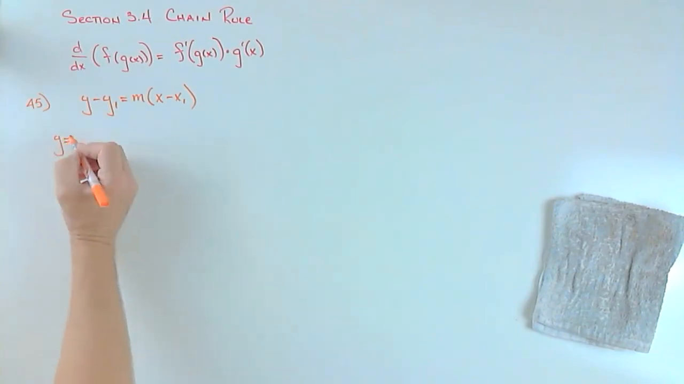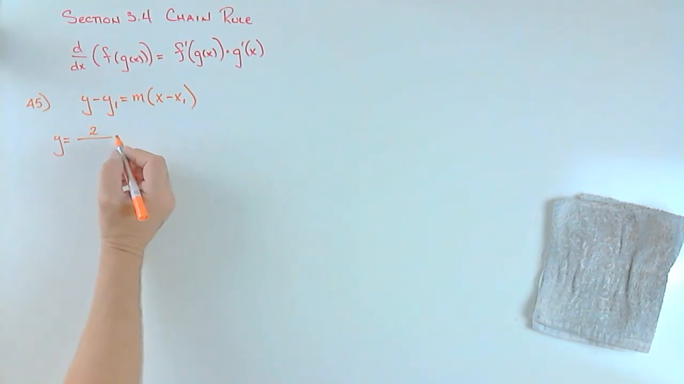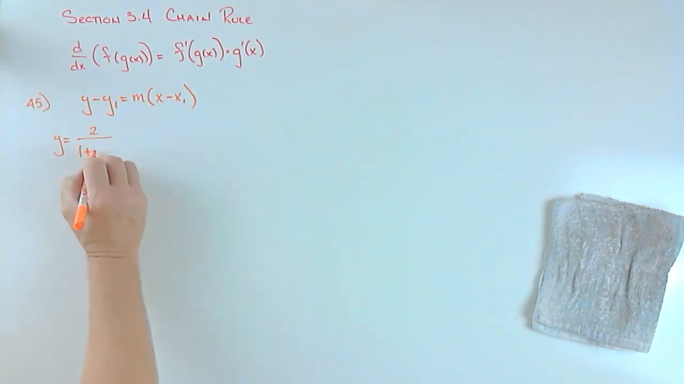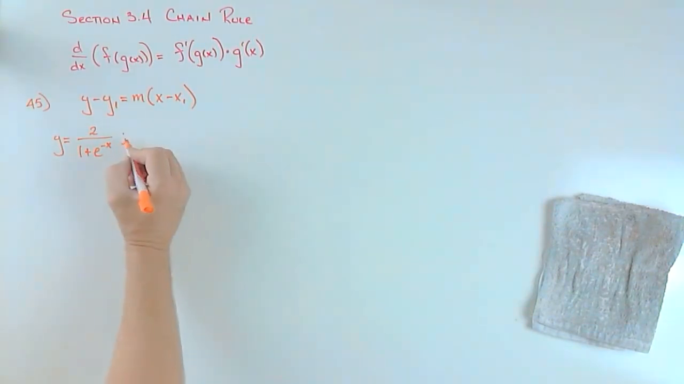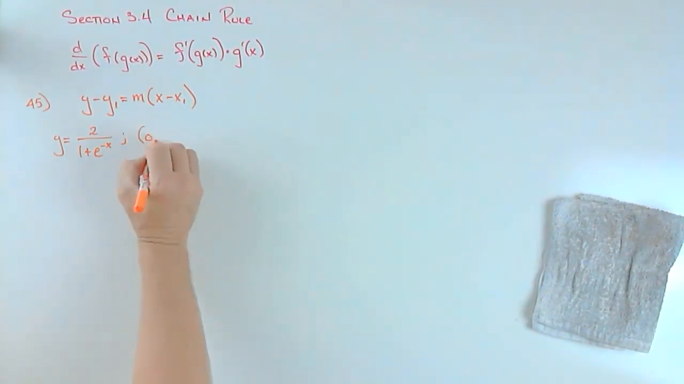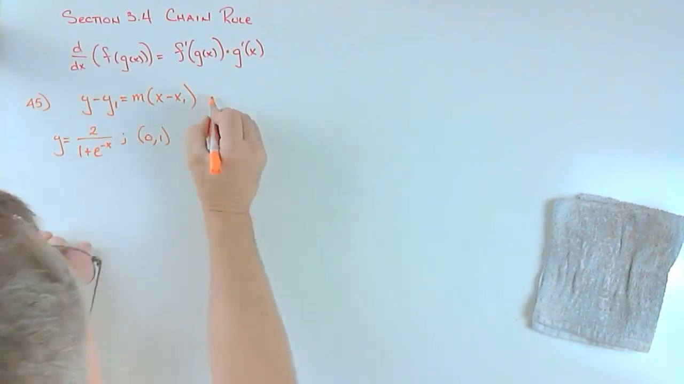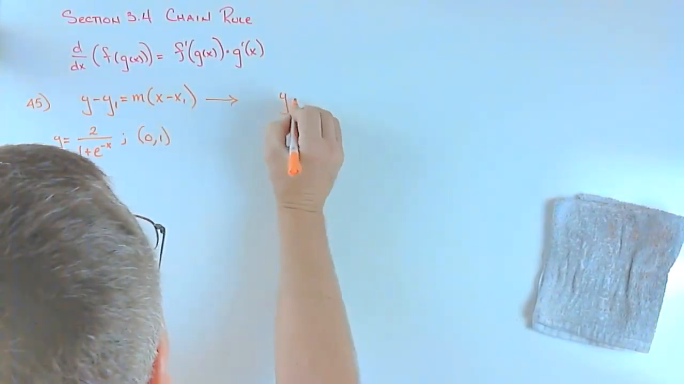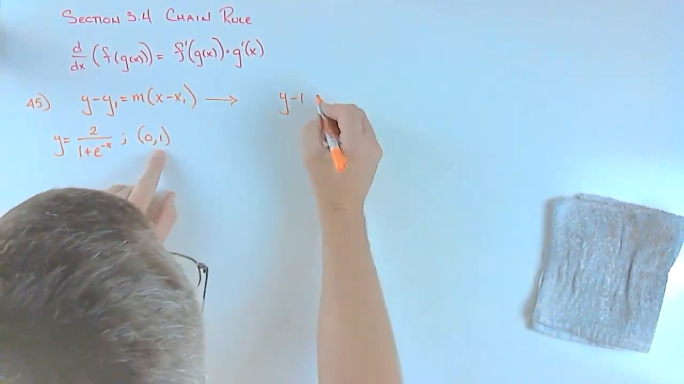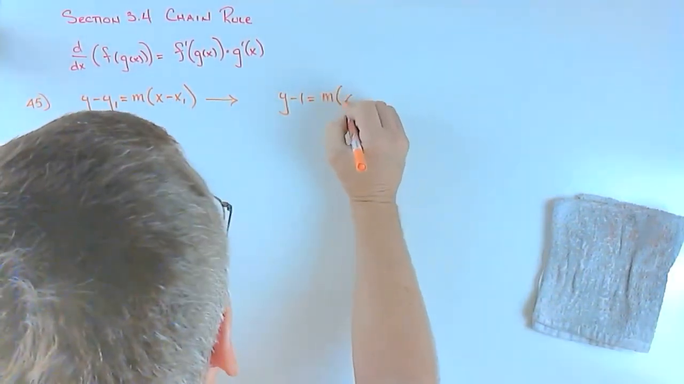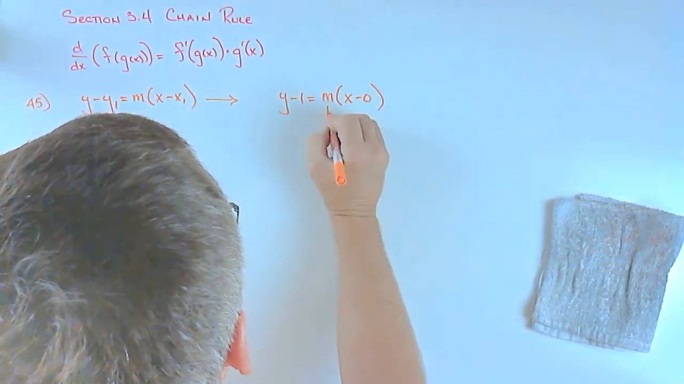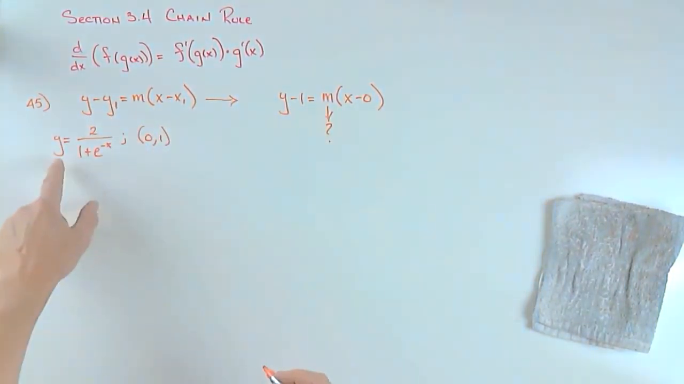They tell us y equals 2 divided by 1 plus e to the minus x. And our point is (0, 1). So right now, we know it's going to be y minus 1, y is 1, equals our slope, times x minus 0. Right? This is the big mystery. And to find that, we're going to have to take the derivative.